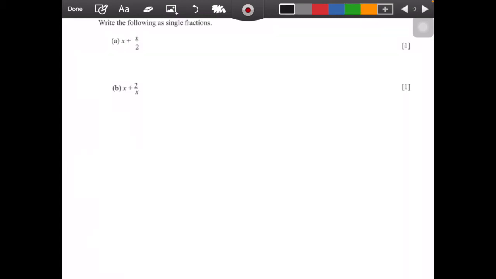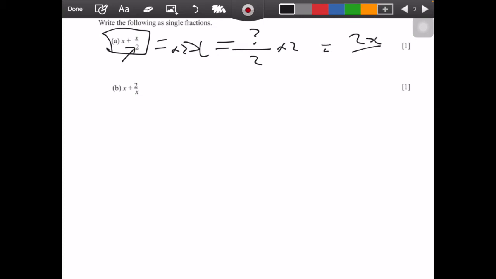For this one, we're going to be writing these two terms as one single term, as one single fraction. And in order to do so, we're going to want to use the same rule and have the same denominators. So x over 2, and we want to make x equal to some number over 2. And to find out what that some number is, we multiply both sides by 2, and we get 2x over 2 as this final fraction. And now that we have both of them in the same denominator, we can rewrite this whole equation as 3x over 2. As most of you can see, 2x plus x over 2 is going to equal 3x over 2.